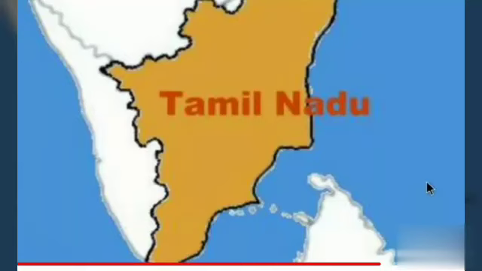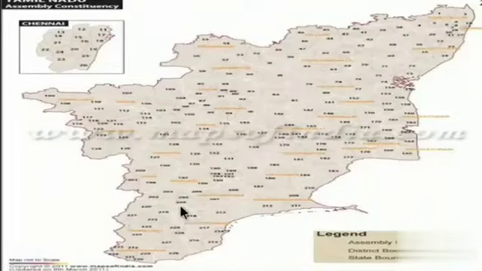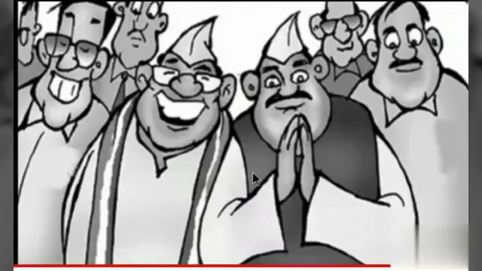For example, Tamil Nadu. It is very difficult for a single person to rule the entire state. For that reason, our Tamil Nadu state is divided into small regions. Every small region is called a constituency. Every constituency has one MLA. Now, I will ask questions from this content.